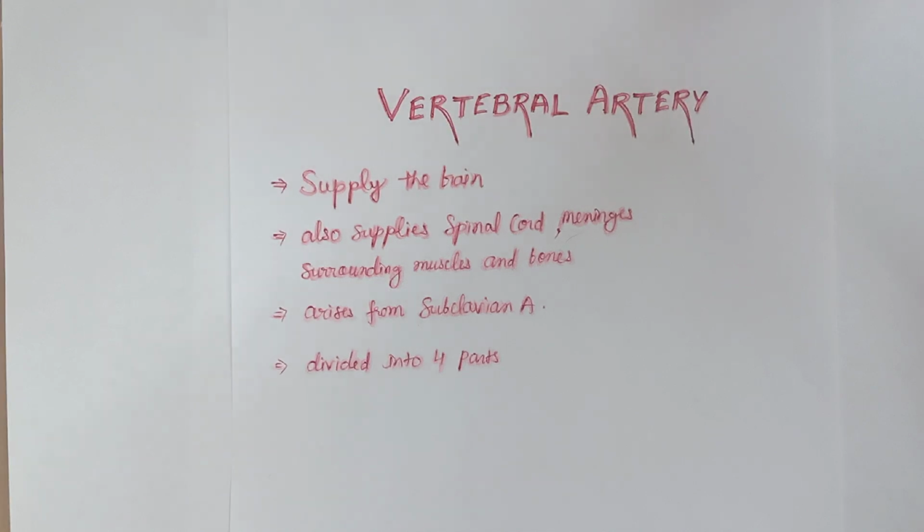Vertebral artery, one of the two principal arteries which supply the brain. It also supplies the spinal cord, meninges, and surrounding muscles and bones. It arises from the posterior superior aspect of the first part of the subclavian artery. It runs a long course and ends in the cranial cavity by supplying the brain. The artery is divided into 4 parts.